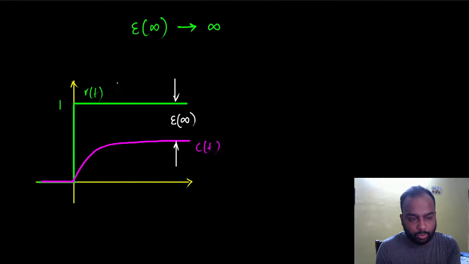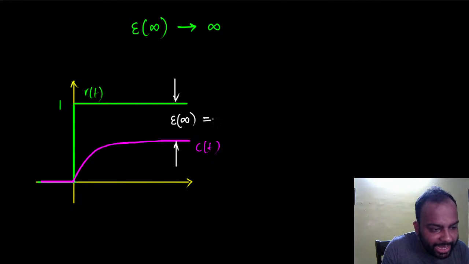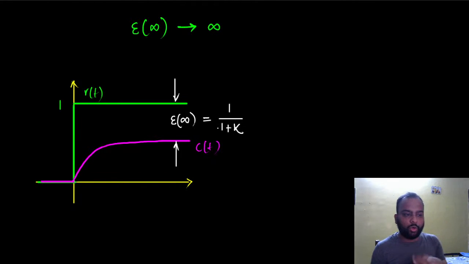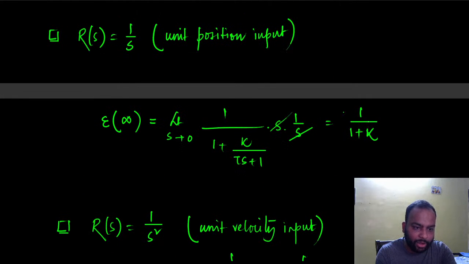Input means the reference input. This is what I want from the system in the steady state. But in the steady state, the system would only be able to reach this much, and this gap here would be exactly equal to 1 by 1 plus k. This gap would be exactly equal to 1 by 1 plus k, because that's the error. That's the value of the error.